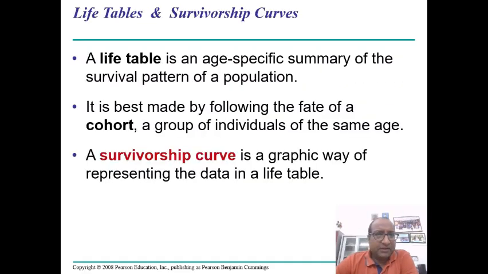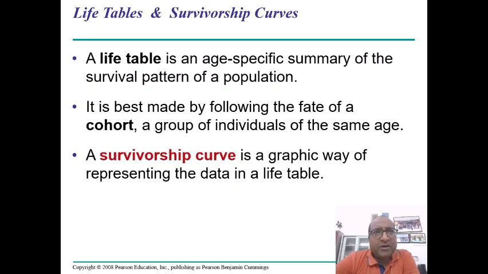So life table and survivorship curve. We will study about this one. What is a life table? It is a summary of the survival pattern of a population at a given area and in a given time period. At a given time period and given area, what different age groups are living together. It is best made by following the fate of a cohort. What is a cohort? A cohort is a group of individuals of the same age.